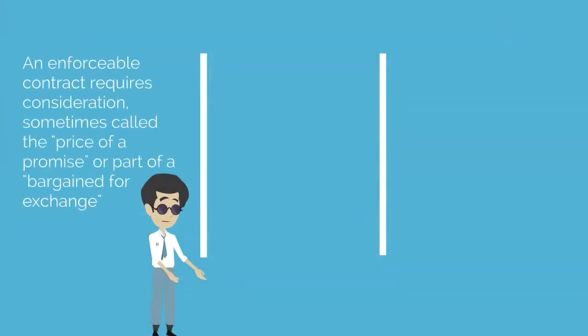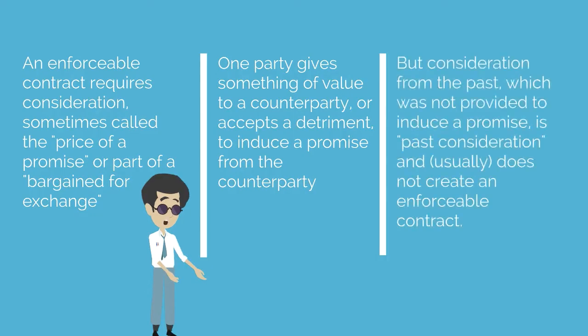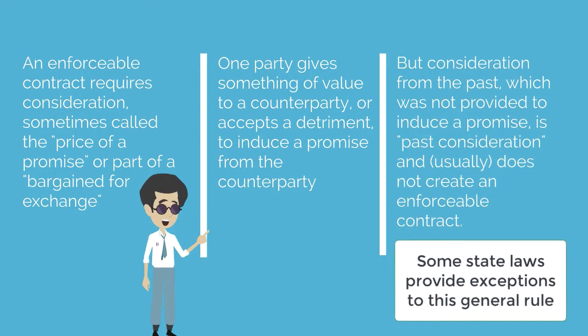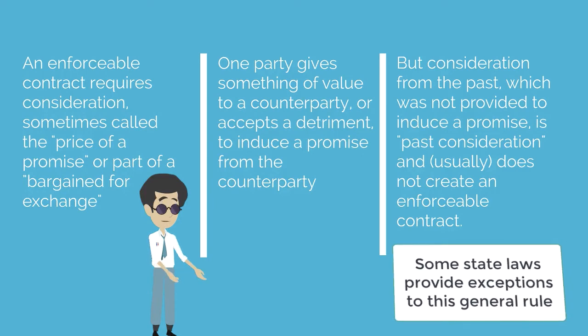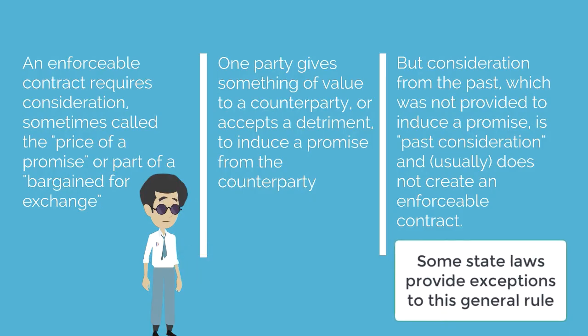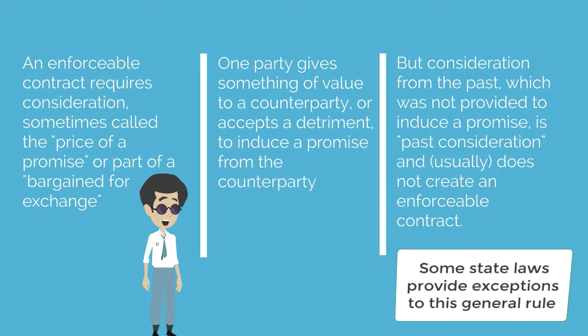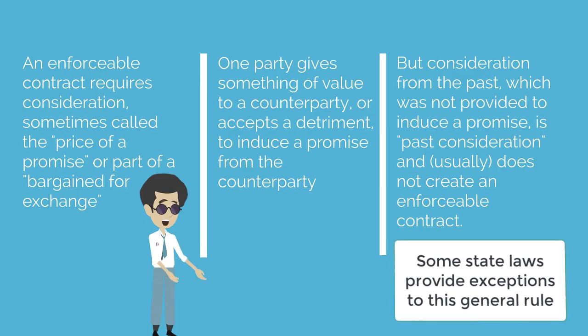To summarize, an enforceable contract requires consideration, sometimes called a bargain for exchange or the price of a promise. Consideration requires one party to give something of value to the counterparty or to incur some sort of detriment that induces a promise from the counterparty. But something of value that was already given in the past and which was not given to induce a promise from the counterparty is past consideration and is usually not considered consideration at all. Past consideration does not create an enforceable contract.